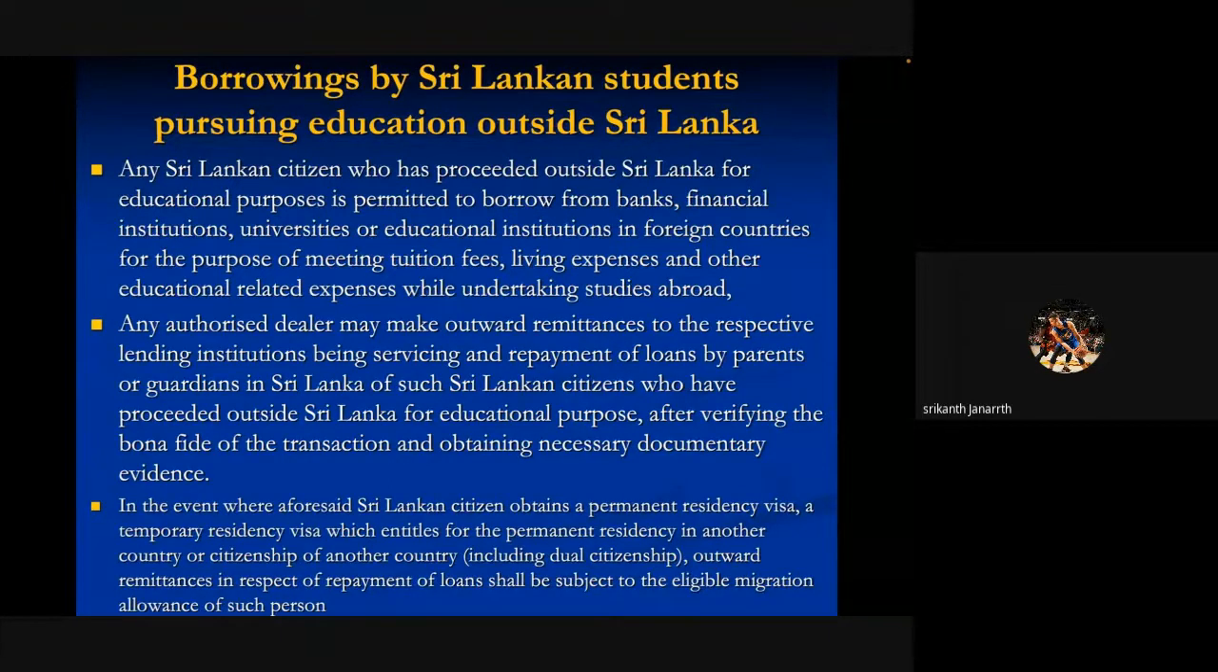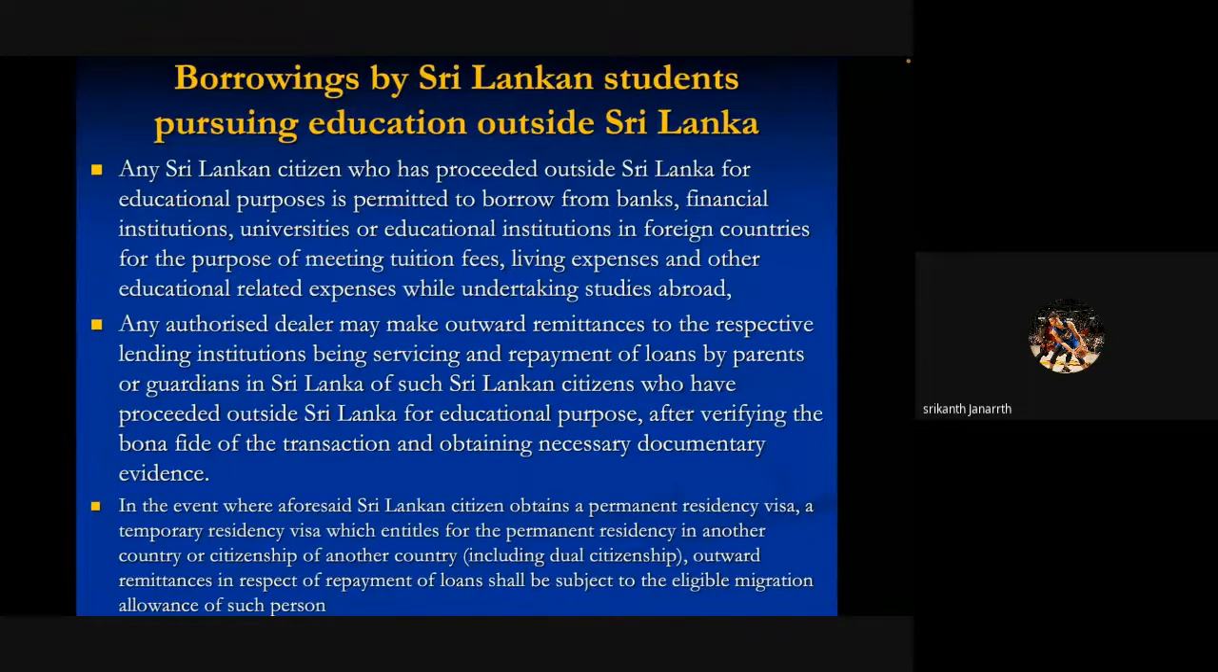So the central bank is lenient on this. The central bank gives that privilege to the guardian or parent: let the student borrow. If the student can repay, let him repay. In the event he is unable, as a guardian, you can repay the loan. So that is permitted, right?